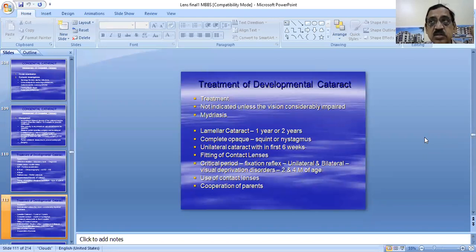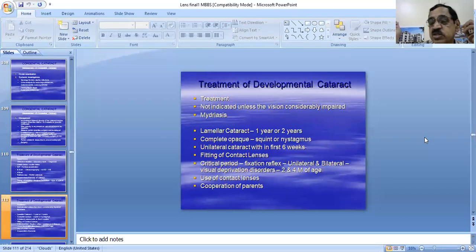Complete, suppose if the total congenital cataract with complete pearly white opacity, if it is not operated actually at the correct time, the patient may have actually a squint, that is an exotropia or a nystagmus. If the fixation reflex is interfered with, the patient will have a nystagmus, continuous to and fro movements of the eyeball can occur.